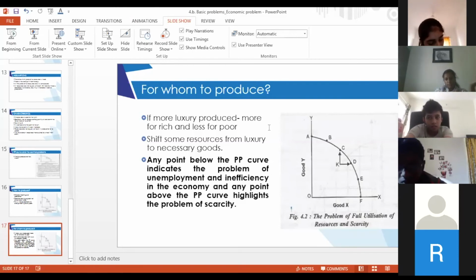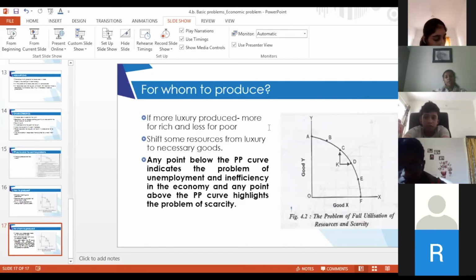Is it possible in the economy? No, because you have to seek social welfare, right? That means you are working only for the rich people and your economy is not working for the poor people, right? If you come to the extreme condition, that is F, at that time what happens?